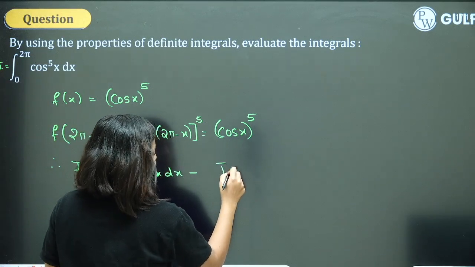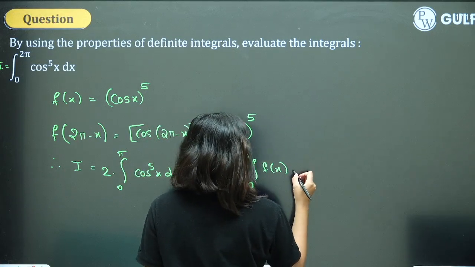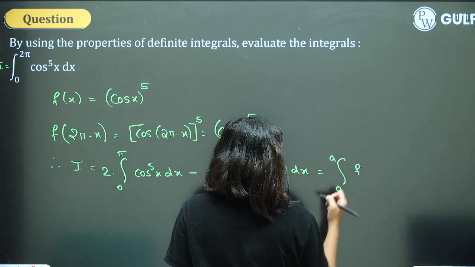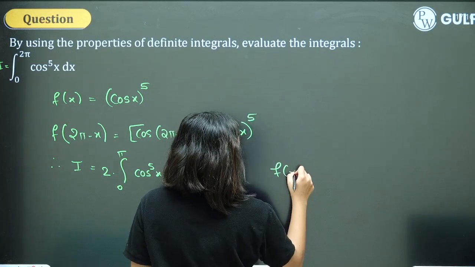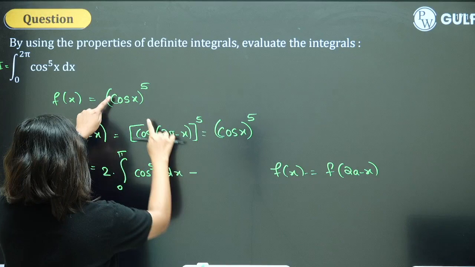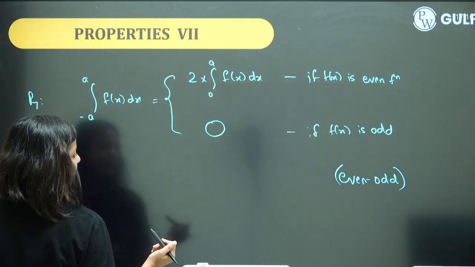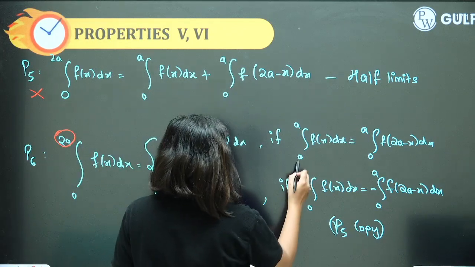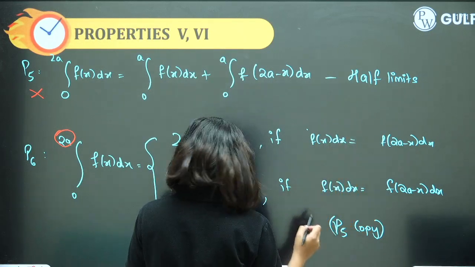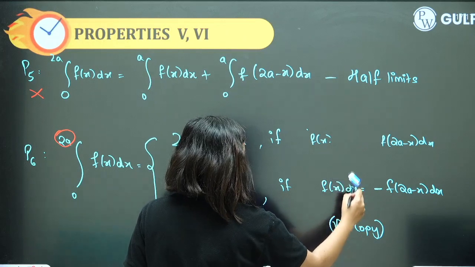Reason: if integral 0 to 2a f of x dx is equal to 2 times integral 0 to a f of x dx, only when f of x is equal to f of 2a minus x. If they both are equal, f of x and f of 2a minus x, we write 2 times 0 to a f of x dx. Here the integral sign will not come, so dx also will not come. If there is no integration, why should there be a dx?